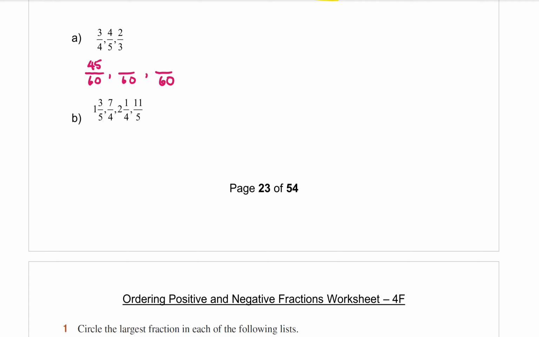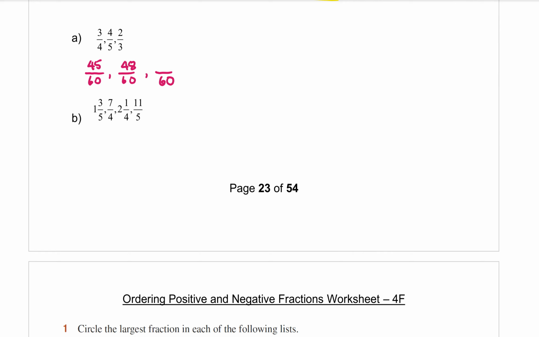The second fraction, 4 over 5, to get that 5 to become a 60, I've multiplied by the 3 and the 4. So 3 times 4 is 12. I've multiplied by 12. 4 times 12 makes 48 for the second fraction.